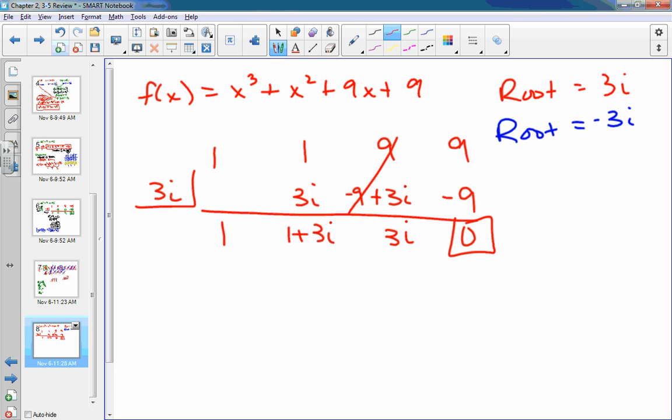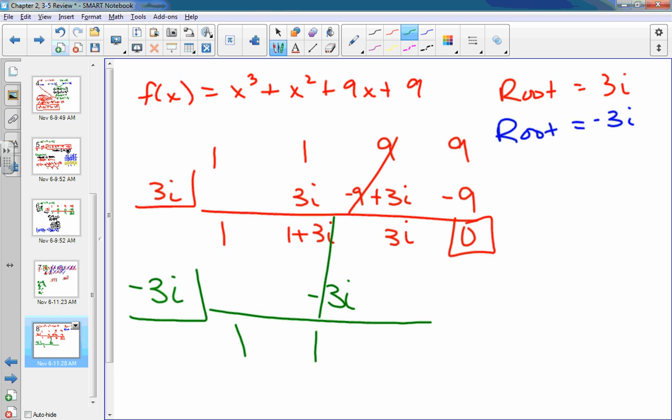I've multiplied it in my head because of time. 3i times 3i is 9i squared. i squared is negative 1 to give me negative 9. Okay? Then you're going to do it again at negative 3i, right? Drop this down. That gives me negative 3i. Those cancel out. That gives me 1. That gives me negative 3i. This gives me a 0. This became degree 2. This became degree 1, right?